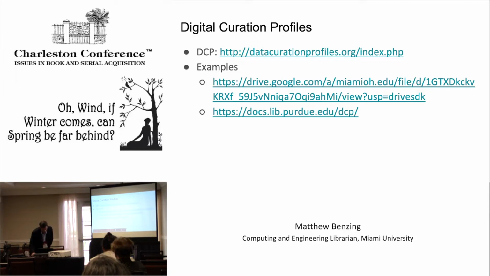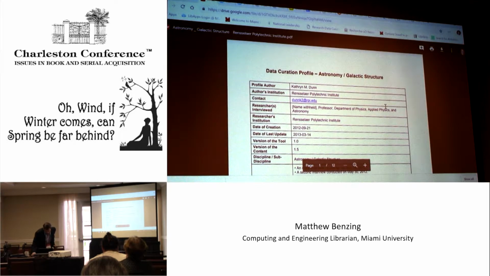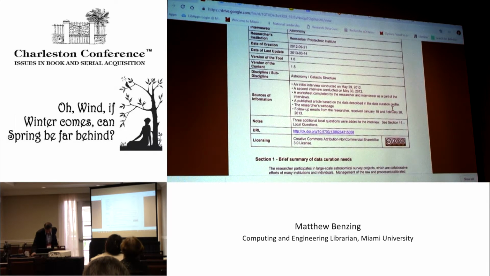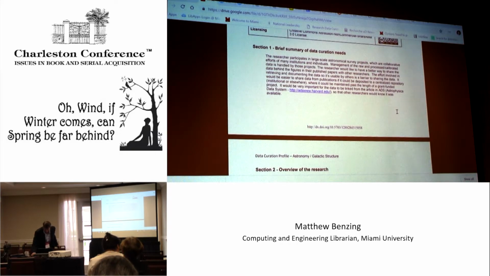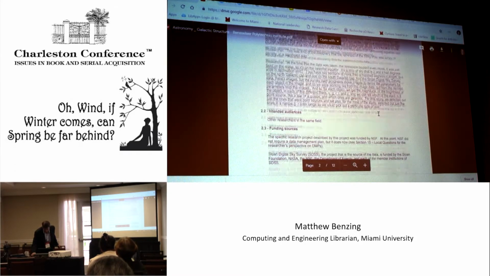I can just give you some examples here, and this link takes you to a page that has a whole toolkit on how to create these. If we look at an example here, this is one in astrophysics, done by one of my colleagues at RPI, and there's a very formalized structure to these. Stuff about the curator, about who they're interviewing, all this sort of thing. But the important stuff is down here. There's a survey of what the needs are, kind of an overview of the overall research with quotes from the interview.